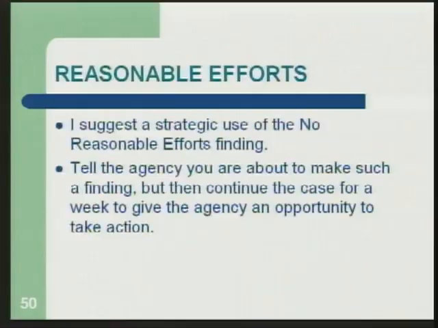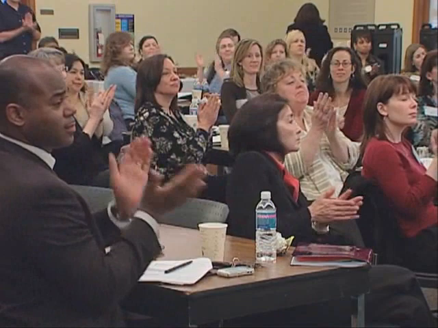However, what about the strategy of the no reasonable efforts finding, the art? You say to them, you have not done a reasonable job in this case. I'm going to make a no reasonable efforts finding, but I will hold it in abeyance for 1 week, and we'll come back to court in 1 week. Guess what happens in 1 week? They've done it, and I don't have to make the finding. So using the threat, and it's a serious threat, I'll make it. If they don't do it, you can get action out of the agency that they may have missed on. Thank you. Thank you.